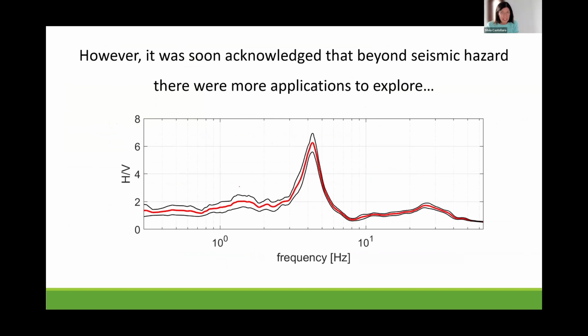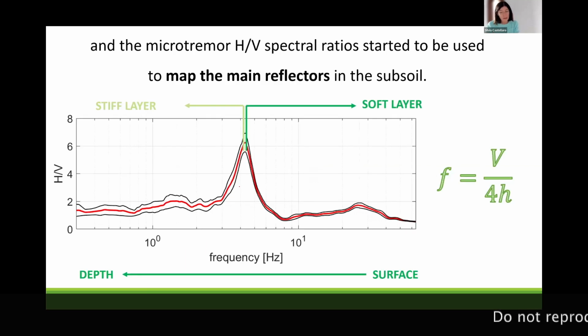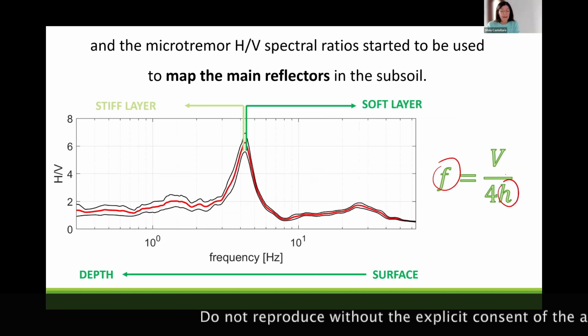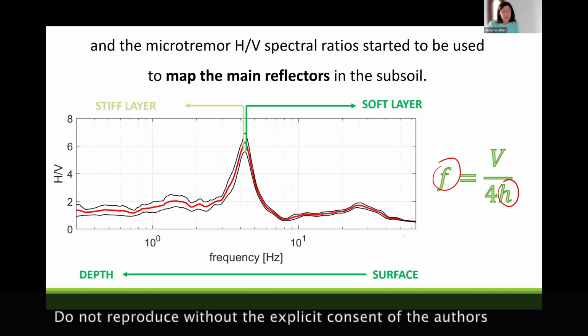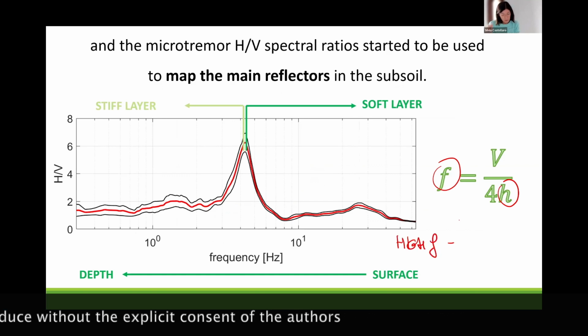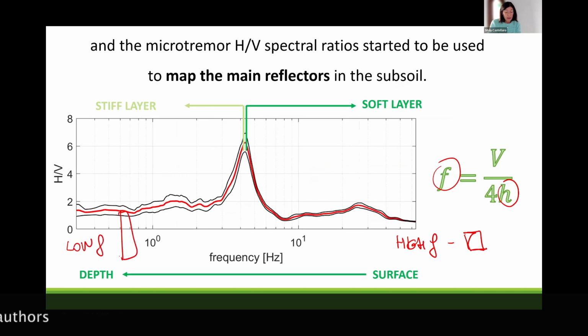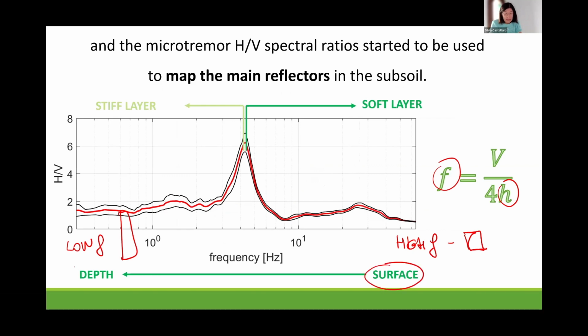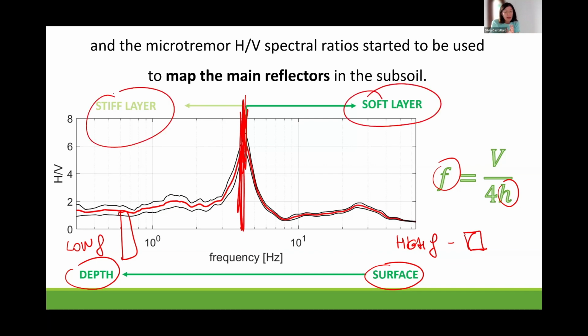But beyond the seismic hazard application and these VS30 applications, people realized that there's much more to do. Basically, they wanted to try to use this technique to image the subsoil. As I said, there is an inverse proportionality between the frequency and the thickness of the resonating layer. So high frequencies stand for small, short resonating layers, while low frequencies stand for thick resonating layers. So we go from high frequency to low frequency, from surface to depth, as in any geophysical technique. And our HV peaks basically tell us the transition between something soft, a soft layer, and something stiffer.